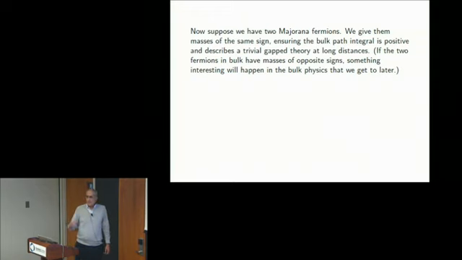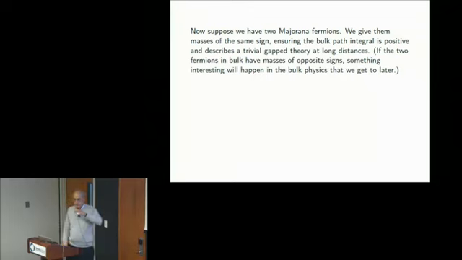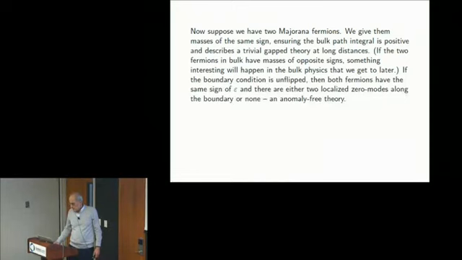And so the importance of that is that the path integral is positive because it's a square. A condensed matter physicist would say that for large m, the theory is gapped, and integrating out the gapped fermions only produces local non-universal terms that aren't interesting at long distances. So in particular, there's no anomaly associated to that. So if the boundary condition is unflipped, both fermions have the same sign of epsilon, and there are either two localized zero modes along the boundary or none, which in either case is an anomaly-free theory, because as we learned, the boundary anomaly is a mod 2 anomaly.